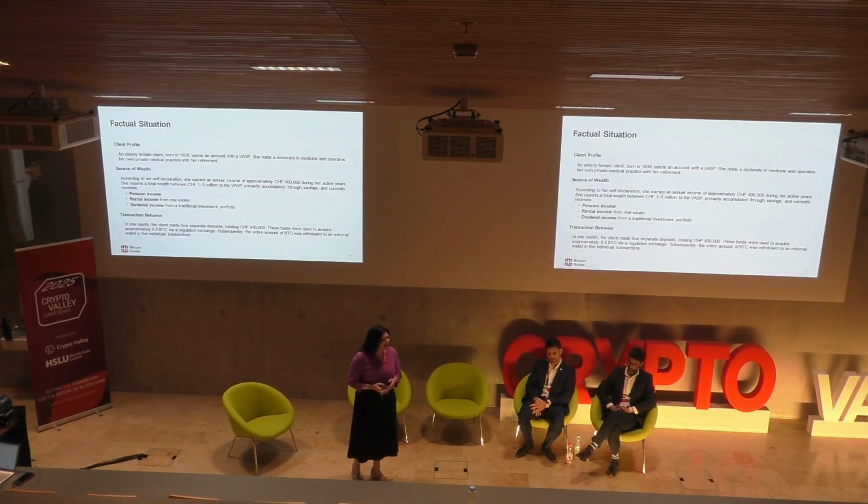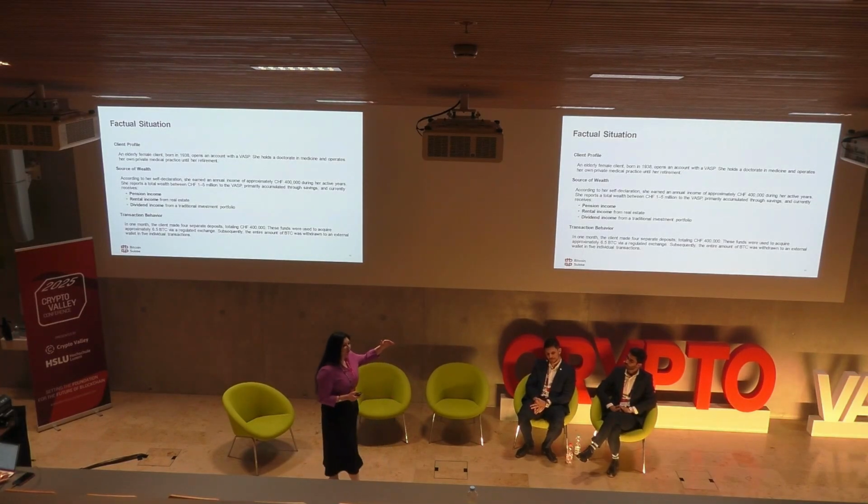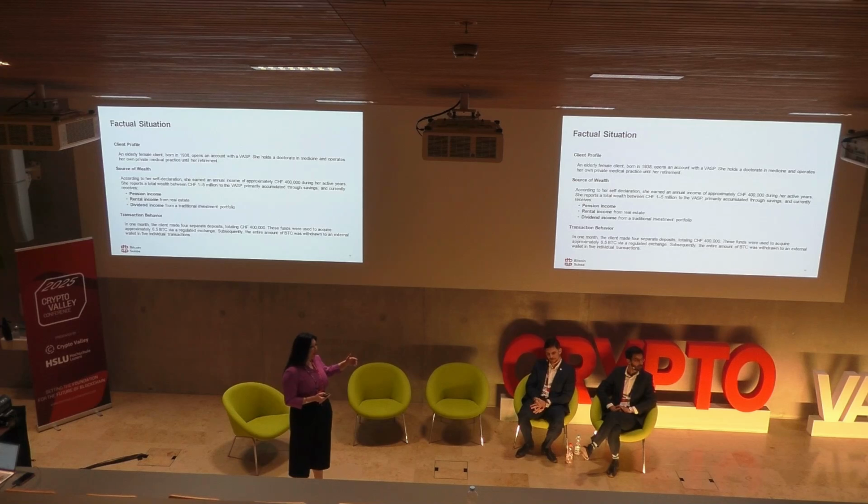A typical case, and that's how the structure of a SAR filing can look. You have a client profile, the source of wealth, and the transaction behavior. The transaction behavior is almost the most important. Then it's important to stick to the facts, to have a good overview, and to summarize that. That's what you do when you do a special clarification.